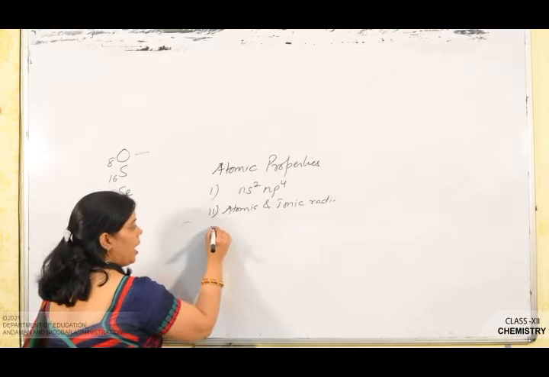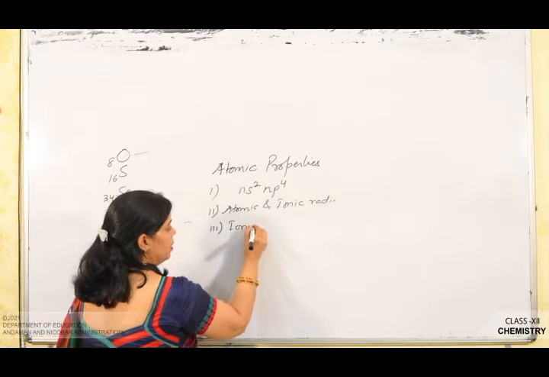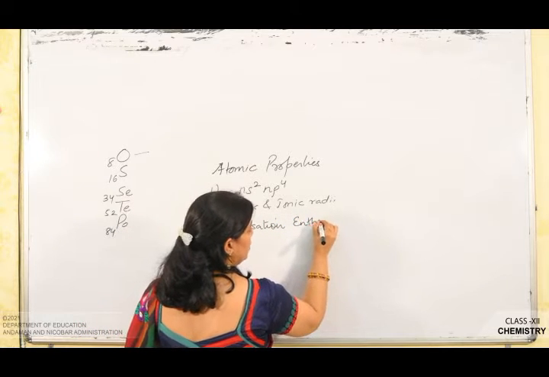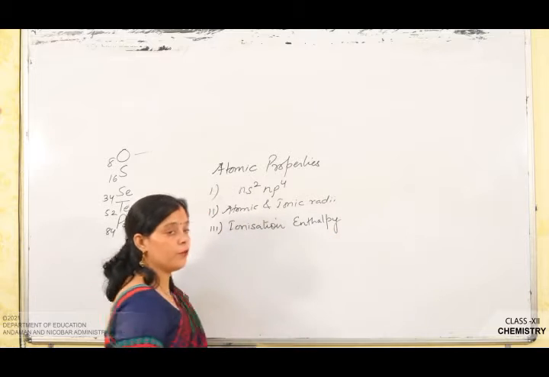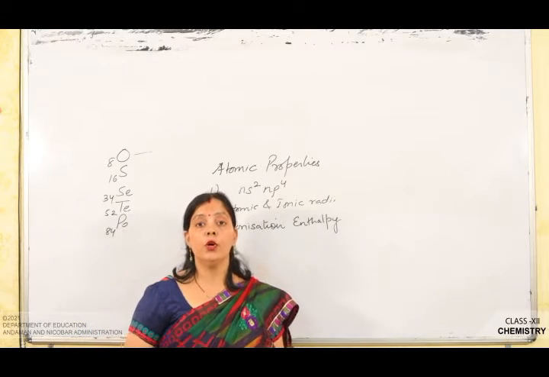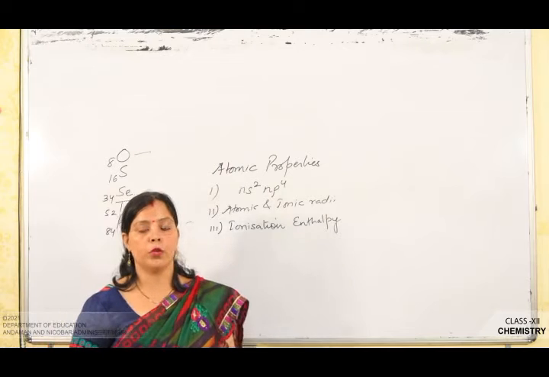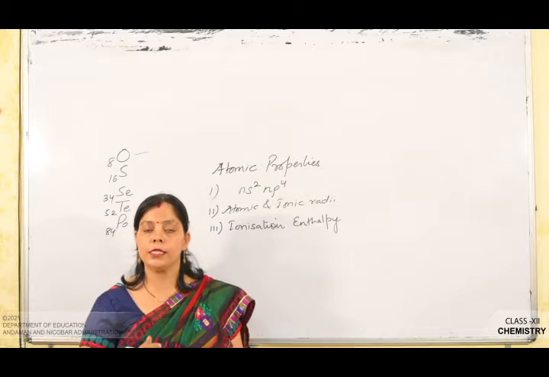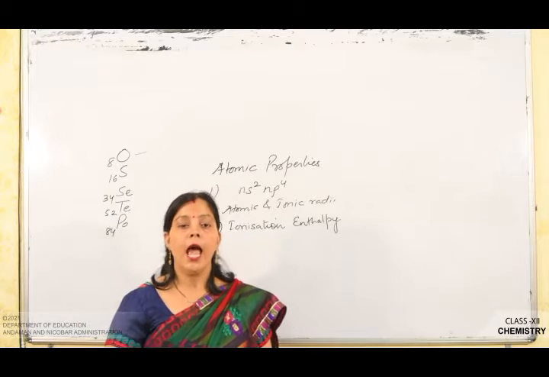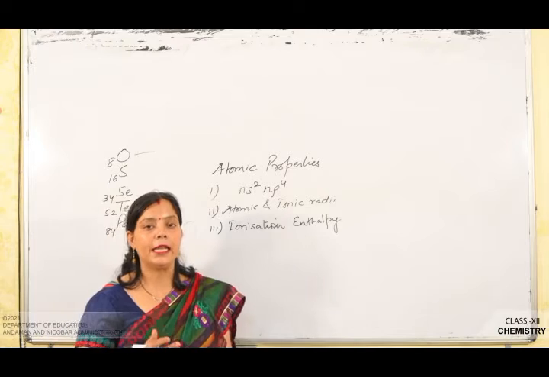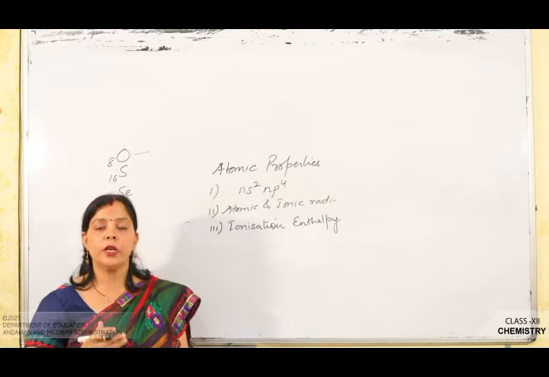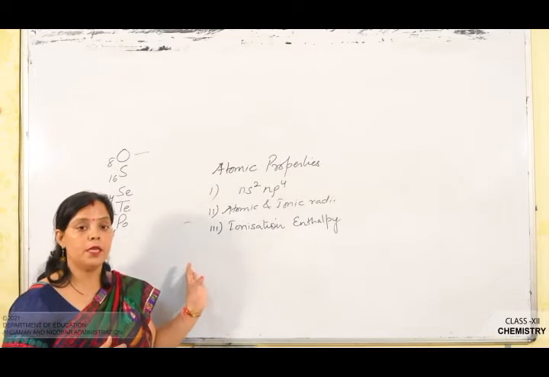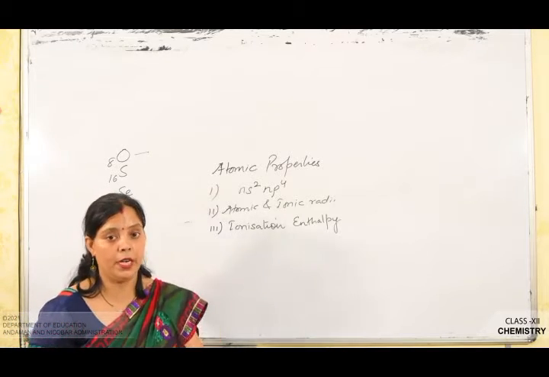Next is the ionization enthalpy. As we know, the ionization enthalpy has an inverse relation with the atomic size. Since the atomic radius increases down the group, the ionization enthalpy decreases from oxygen to polonium in group 16, and this is due only to the increase in the atomic size down the group. However, the ionization enthalpy of the group 16 elements is lower than that of group 15 elements.